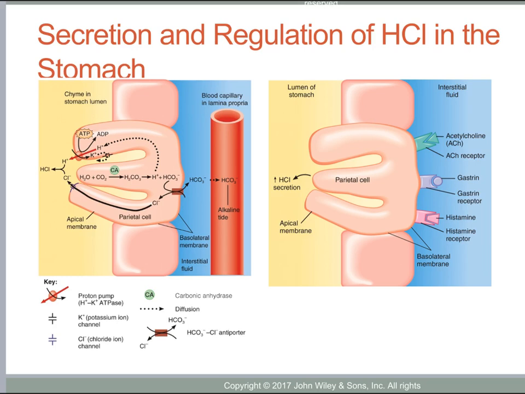So we look at secretion and regulation of hydrochloric acid in the stomach. We look at our parietal cell.